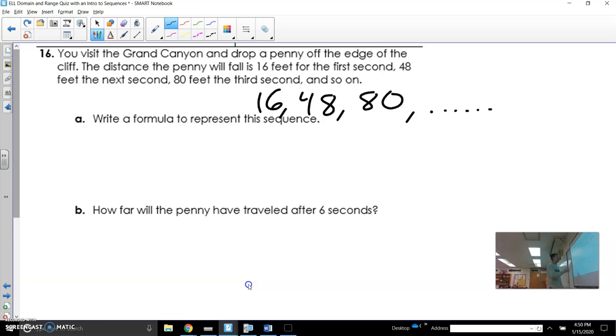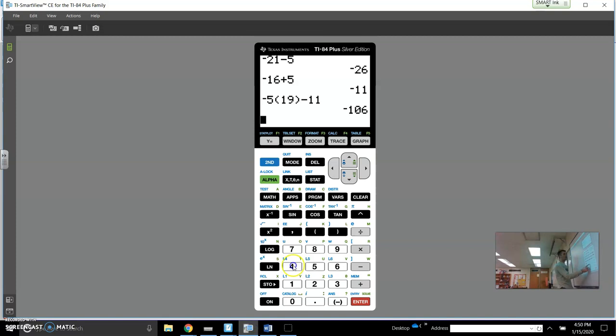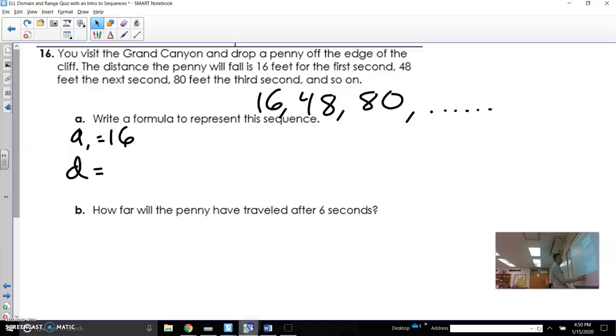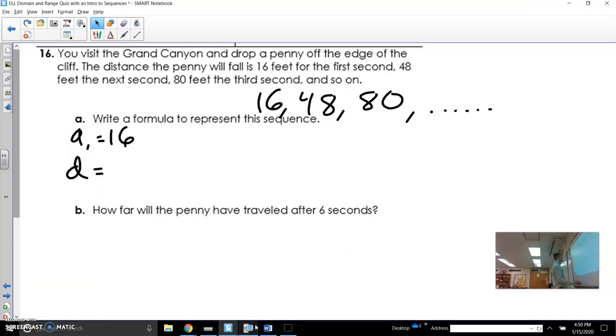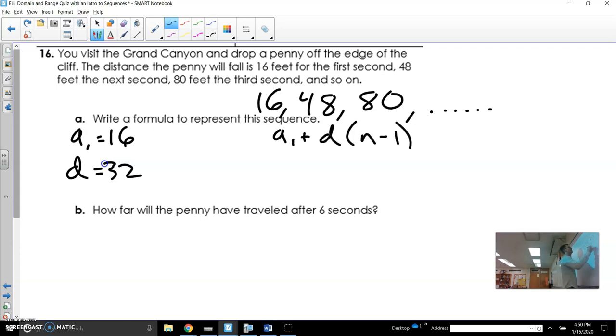So I want to start by identifying the first number, which is 16. And then I also want to represent the common difference by using subtraction. 48 minus 16 is 32. And you should also just make sure that 80 minus 48, that's also 32. So that's how I know that this is arithmetic. It is consistently adding the same amount every time. It's adding 32.